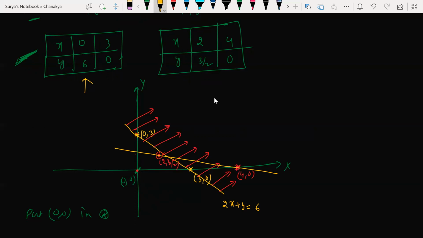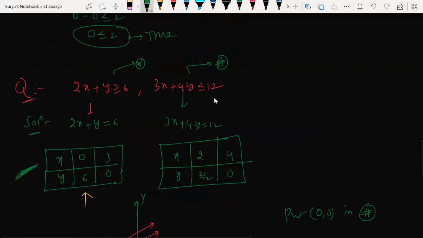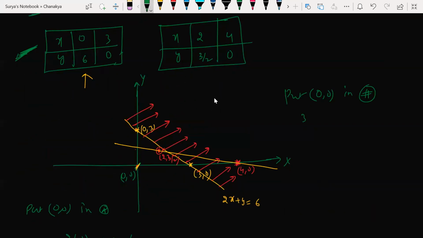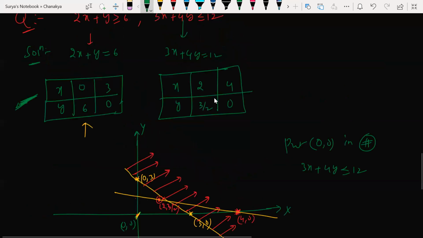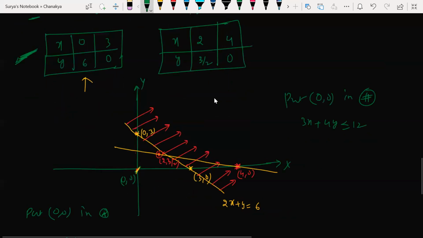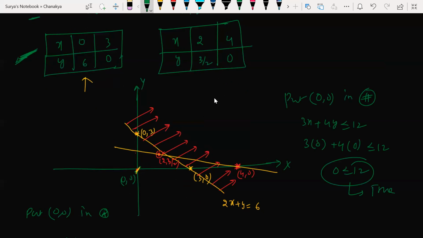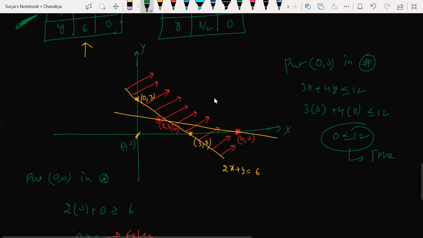Okay. Now let's take 0, 0 again. Let's put 0, 0 in the inequality. What is the inequality now? 3x plus 4y, right? Less than or equal to 12, right? Okay. So 3 into 0 plus 4 into 0 less than or equal to 12. 0 less than 12. False statement. Look at it. 0 less than 12, true statement. Sorry. True statement. Isn't it, beta? True statement or not?